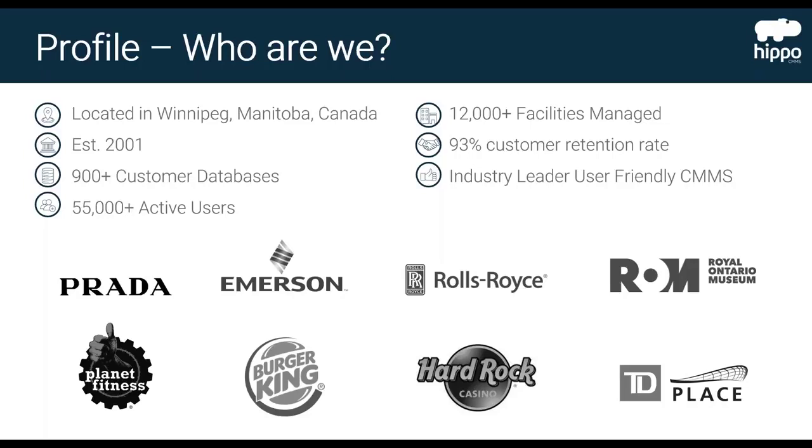You may have noticed that these companies come from a variety of industries, and that's true. Hippo is used by over 900 companies operating in manufacturing, healthcare, education, hospitality, retail, among others. Although these industries have very different business needs, one thing that they do have in common is that they're looking for a simple but powerful solution to manage their work orders, preventative maintenance, equipment, and assets and inventory. Well, that's enough about Hippo. Let's dive into this software.